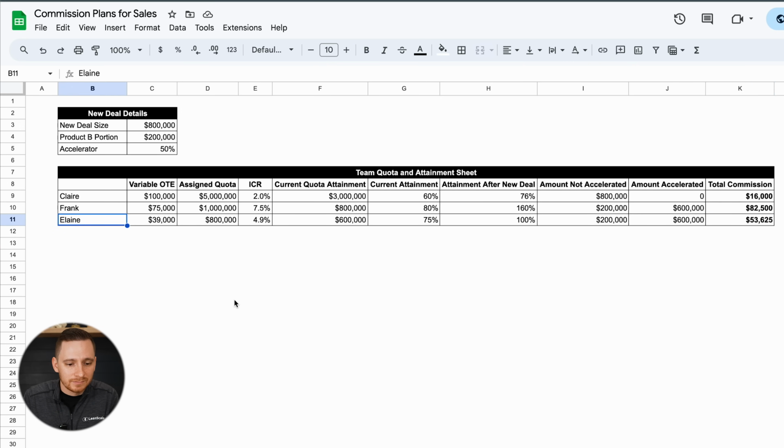Now let's take a look at Elaine. Variable OTE of $39,000, which is 30% of her total on-target earnings. She has an assigned quota of $800,000, individual commission rate of 4.9%. Her current quota attainment is $600,000, so she's pretty close. And she's at 75% of her attainment. After this $800,000 deal closes with $200,000 as a portion of the product that she supports, she's going to be at 100% of her goal. So that'll get her to her quota, but she's not going to have anything accelerated. So her total commission on that deal is going to be $9,750.